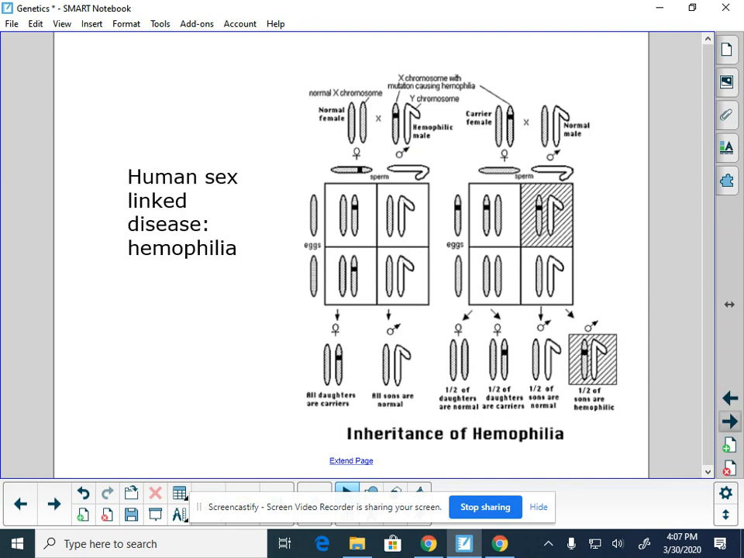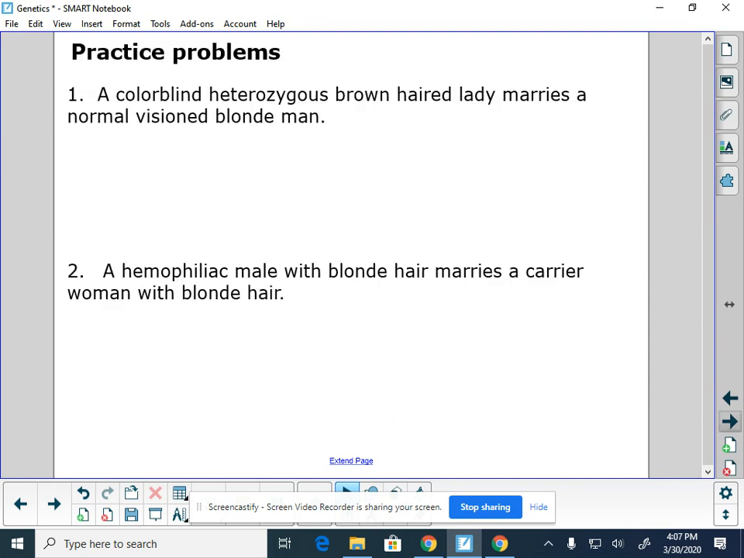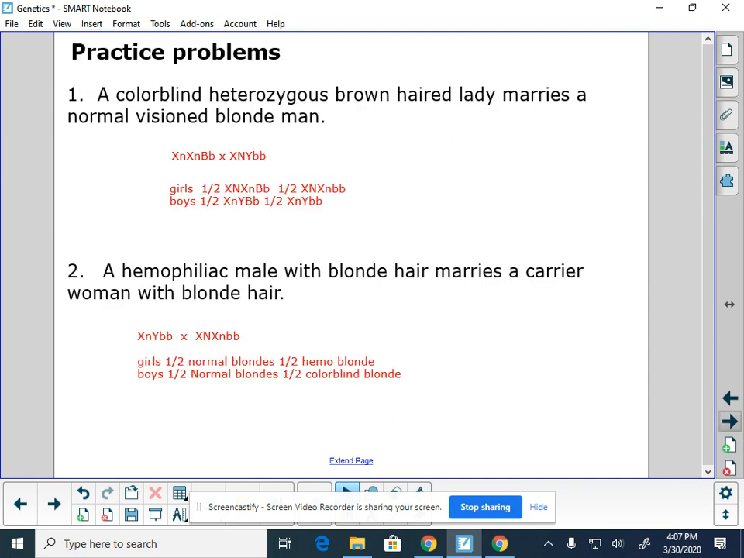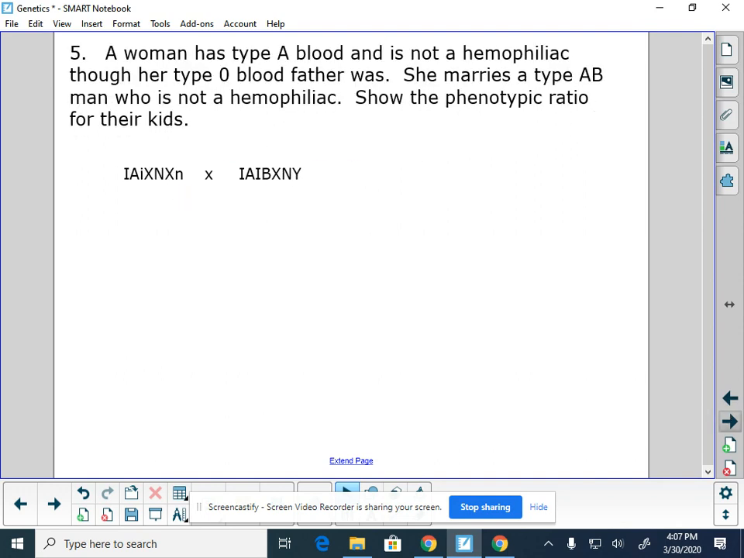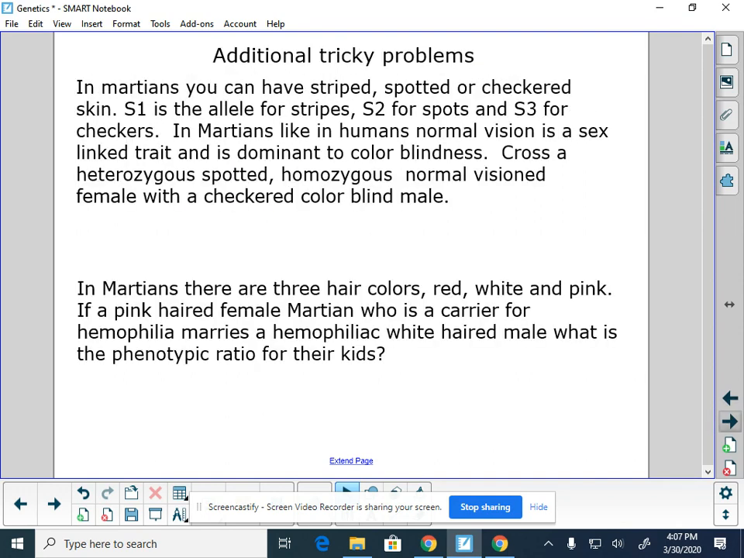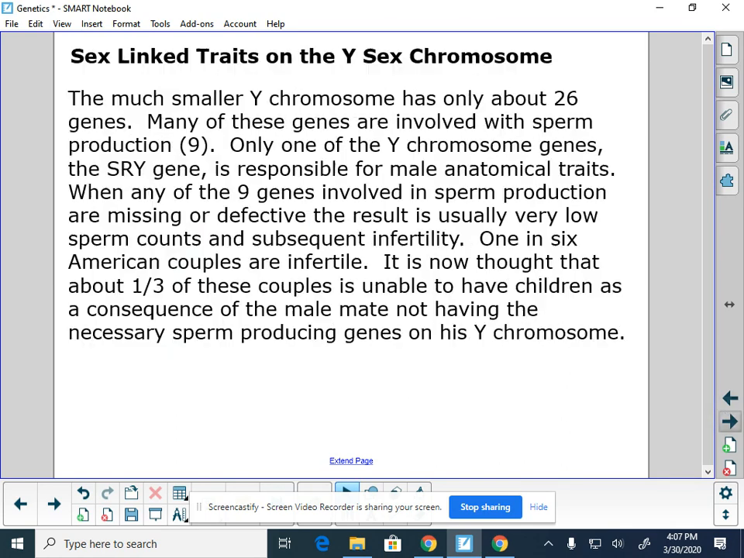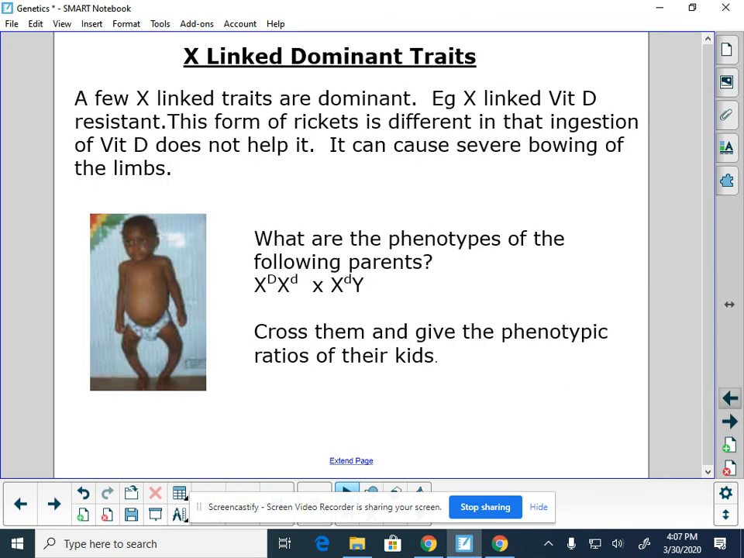Let's progress through these cards. You have a few questions that I want you to try with the answer keys given. Try those on your own before you look too much at the answer keys. I am going to have a worksheet coming out in the next couple of days with brand new sex-linked trait questions that you're going to have to do Punnett squares and submit your answers to me. A few more questions here.